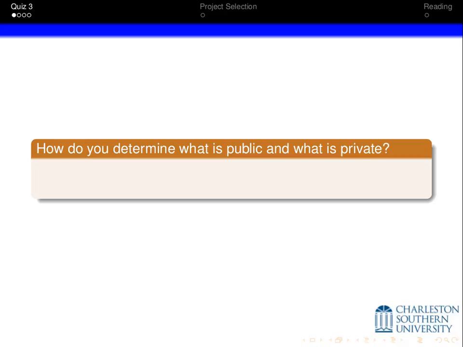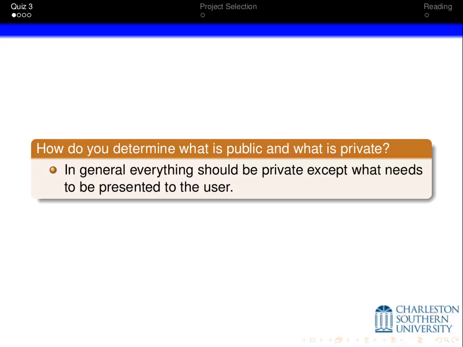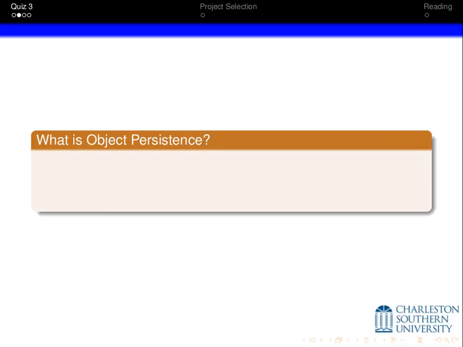There are different ways to put it, but one way to think about it is, in general, everything should be private except what needs to be presented to the user. So by default, make things private unless you need to present something to the user. And of course you need to have something public. But think of it from a perspective of keeping as much private as possible.